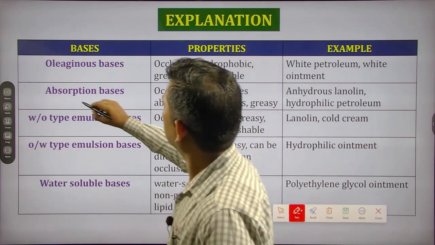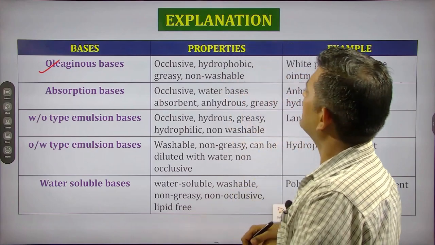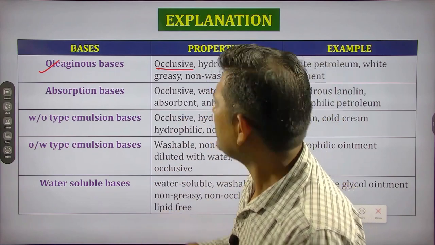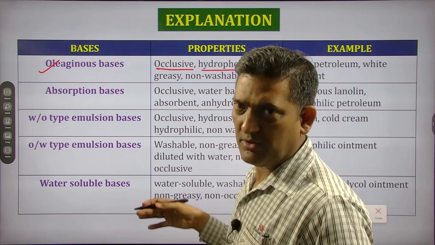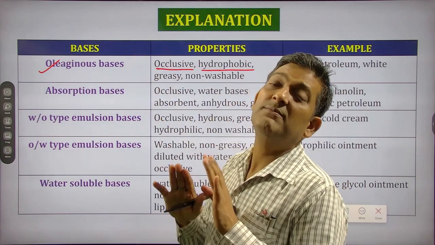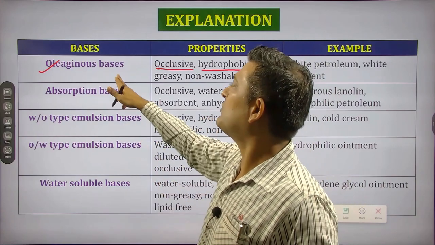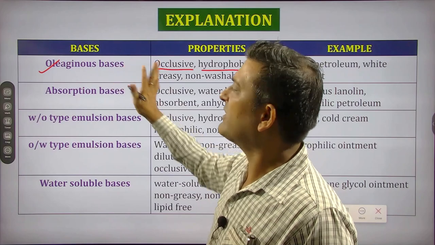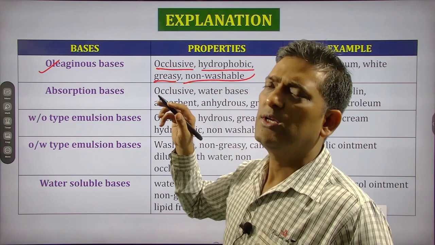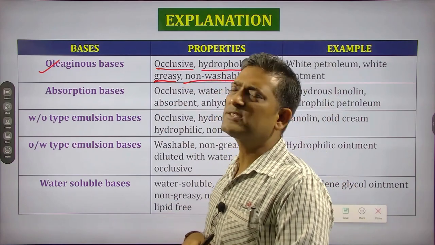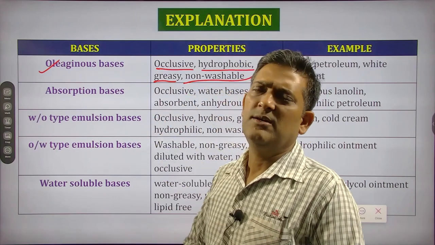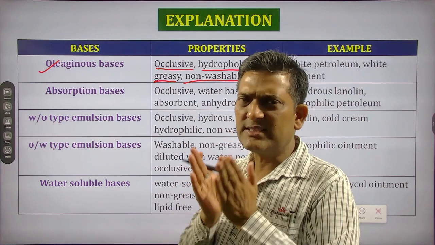Oleaginous base, the name itself says it. These have occlusive properties; they are hydrophobic, occlusive, giving a protective layer, and water insoluble, because I have already discussed earlier that these are completely oil based products or bases without any type of water. No water is present in oleaginous bases; in this case, only oil is present. So these are greasy and non-washable. You cannot remove these oils from your skin surface easily by using water. And these are hydrophobic in nature, meaning no presence of water, and you cannot wash them with water.